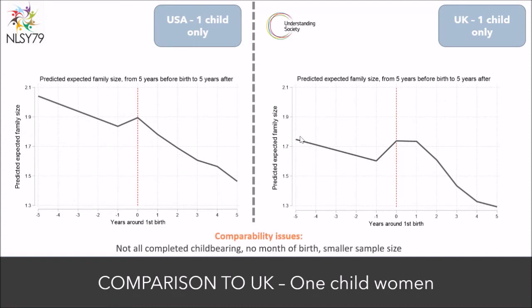However, these two data sets aren't directly comparable. As I said earlier, the US survey is a cohort, whereas Understanding Society is a panel. So I can't be sure that these one-child women in my panel have completed their childbearing and won't go on to have further children. I also don't have the month of birth for the UK data, so the timing of this first birth spline is less accurate than it is in the US. Also, as I mentioned, there's a smaller sample size.